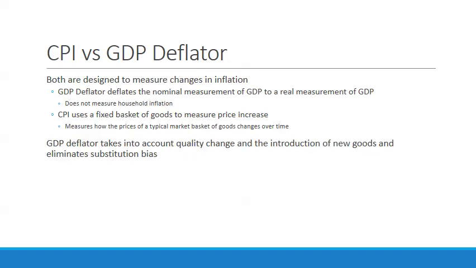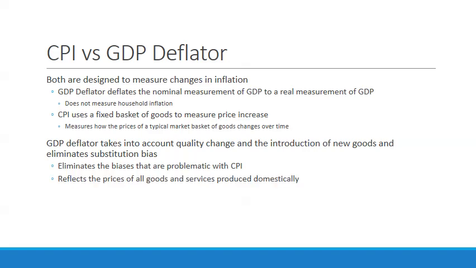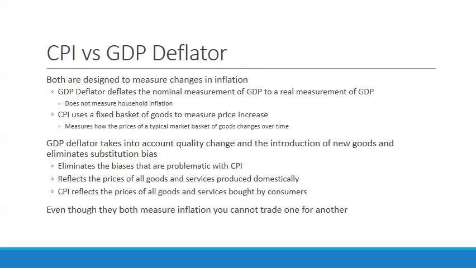The deflator takes into account quality change and the introduction of new goods, and it eliminates that substitution bias we see. So it eliminates the biases that are problematic with CPI, and it reflects the price of all goods and services produced domestically. There's a major issue here though. CPI reflects the prices of all goods and services bought by consumers. GDP deflator reflects the price of goods and services produced domestically. The problem here, of course, is the majority of what we purchase nowadays doesn't come domestically. It's coming from overseas. So even though they both measure inflation, you cannot trade one for another.